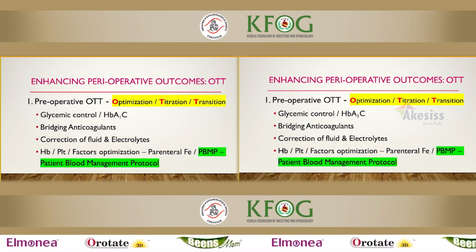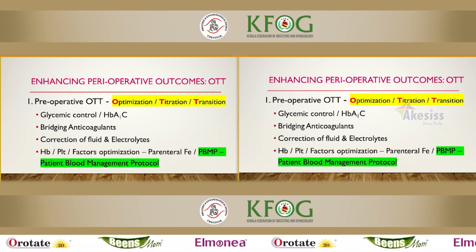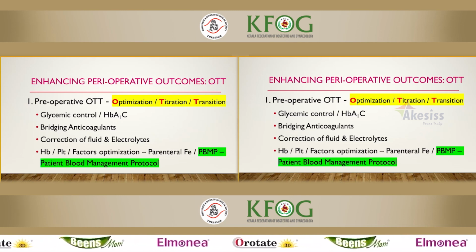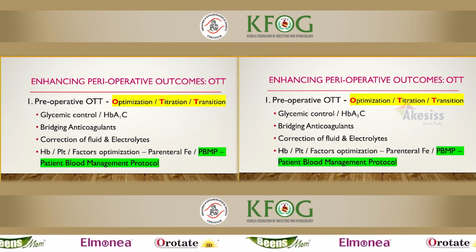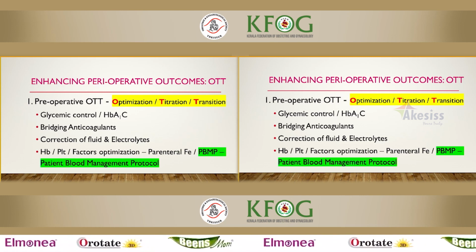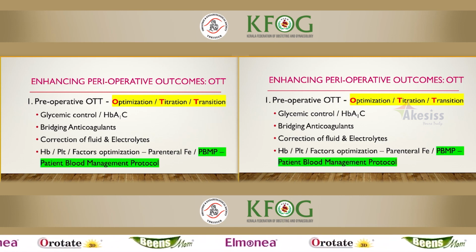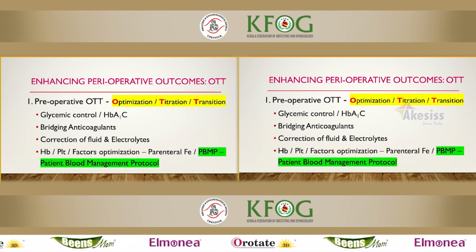So preoperative optimization: correction of electrolytes, control of sugars, bridging of anticoagulants, because many of these patients are on anticoagulants or have prosthetic heart valves, on high doses of anticoagulants to maintain INR around 2 to 2.5. So this therapy is very, very important. Or patients with post CABG or coronary artery disease with stents coming for major gynec surgeries, we need to bridge them so that the perioperative incidence of major coronary events can be minimized.